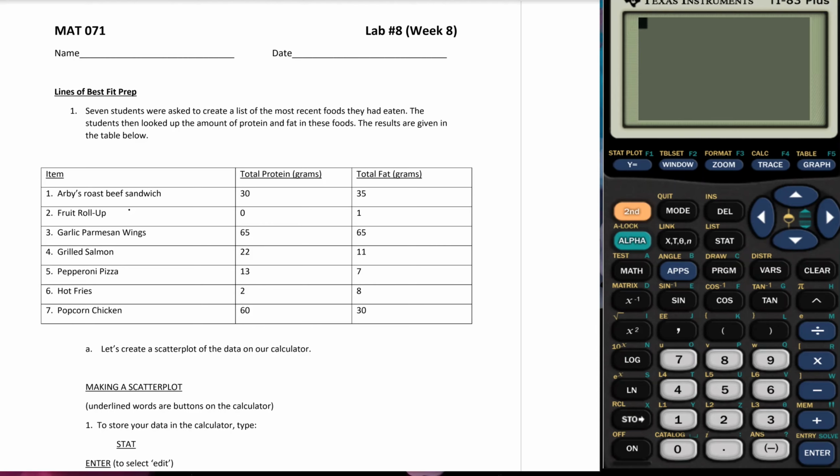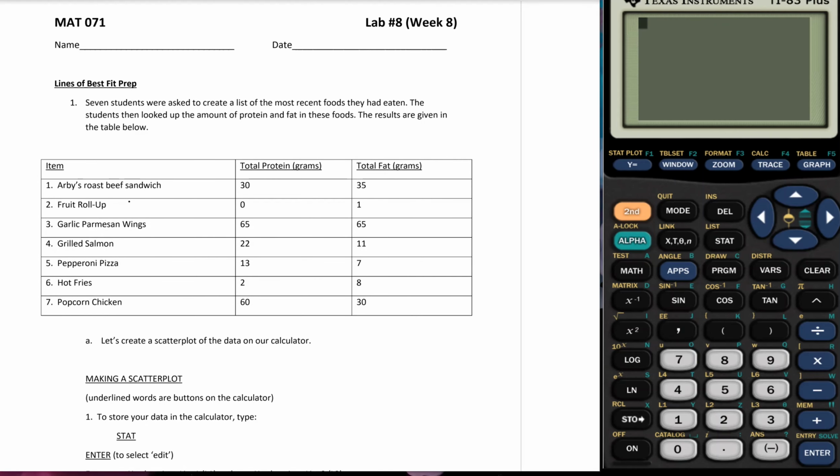So we have 7 students. They were asked to create a list of the most recent foods that they had eaten, and the students then looked up the amount of protein and fat in these foods, and the results are given in the table below. So we have a roast beef sandwich, fruit roll-up, garlic parmesan wings, grilled salmon, pepperoni pizza, hot fries, popcorn chicken, and lots of information. All I need to know is I have a table. I have one list and I have another list. The first list is protein, the second list is fats.